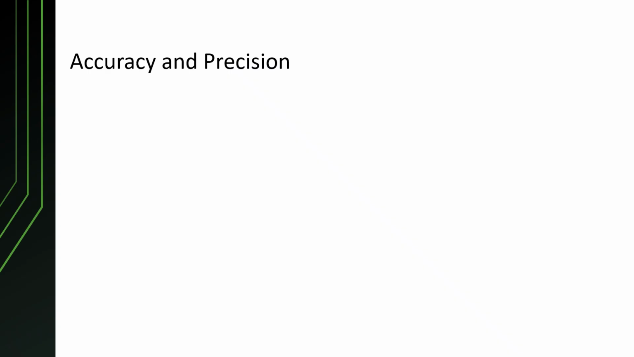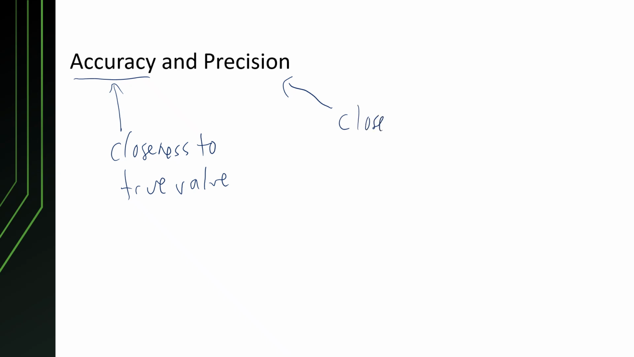So let's first start talking about accuracy and precision. Accuracy refers to the closeness of a measurement that you take to its true value. So closeness to a true value. Precision refers to how close your measurements are to one another. So closeness of your measurements to one another.